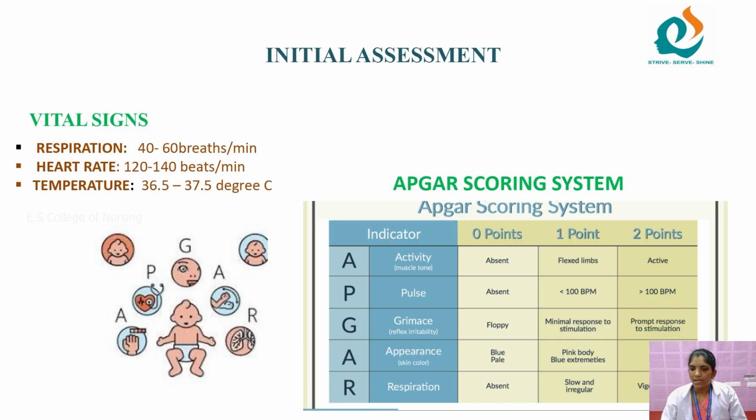And grimace: if the grimace is floppy we will give 0. Minimal response to stimulation, 1 score. Prompt response to stimulation, 2 scores we can give. And appearance: blue or pale, we will give 0. Pink body with blue extremities, we will give 1 point. Then for completely pink, we will give 2 points. So lastly respiration: if absent we will give 0. Slow and irregular means 1 point. If the baby is crying vigorously, we will give 2 points.